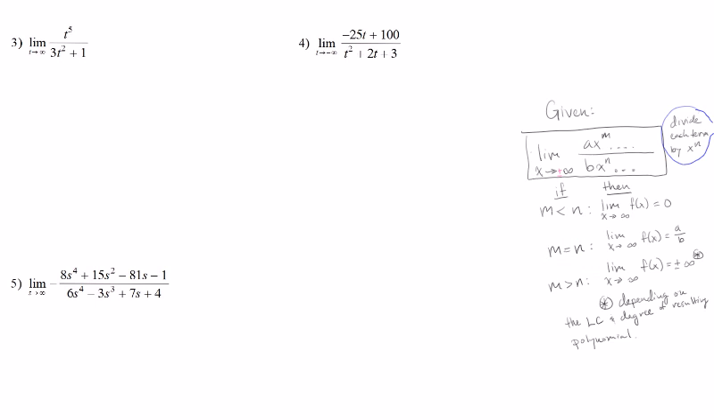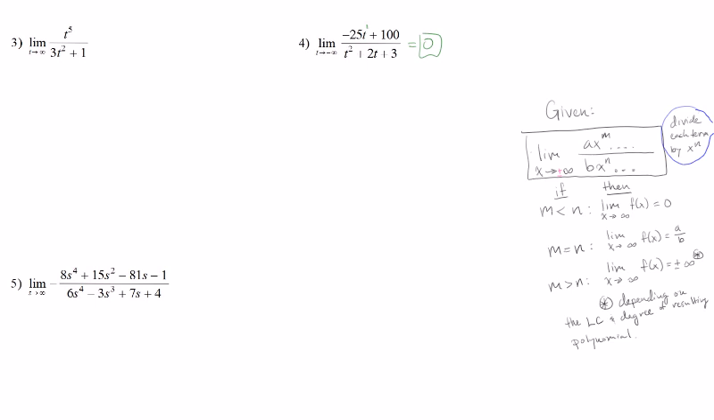If the top degree is less than, equal to, or larger than the denominator degree, then we have these different scenarios. So in number 4 here, the numerator degree, which is 1 in this case, is less than the denominator degree, which is 2 in this case, then that means you're just going to get 0. So that's the easiest one.